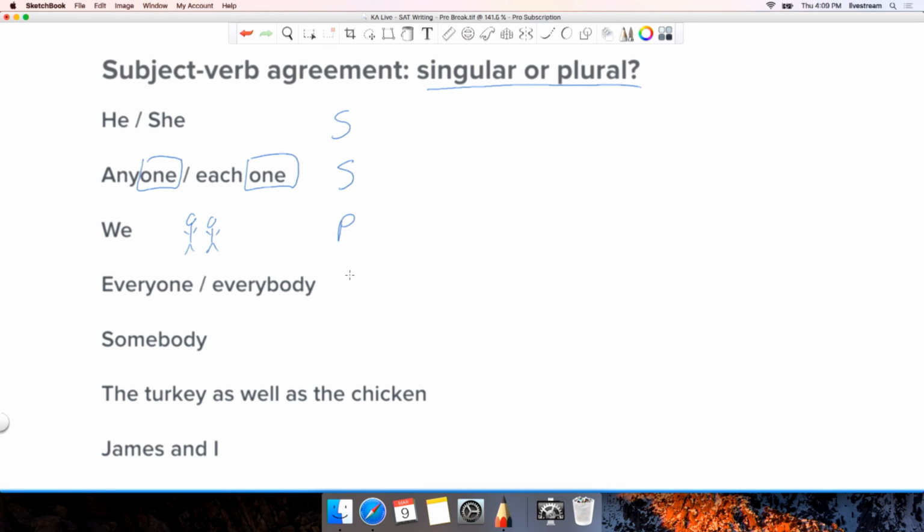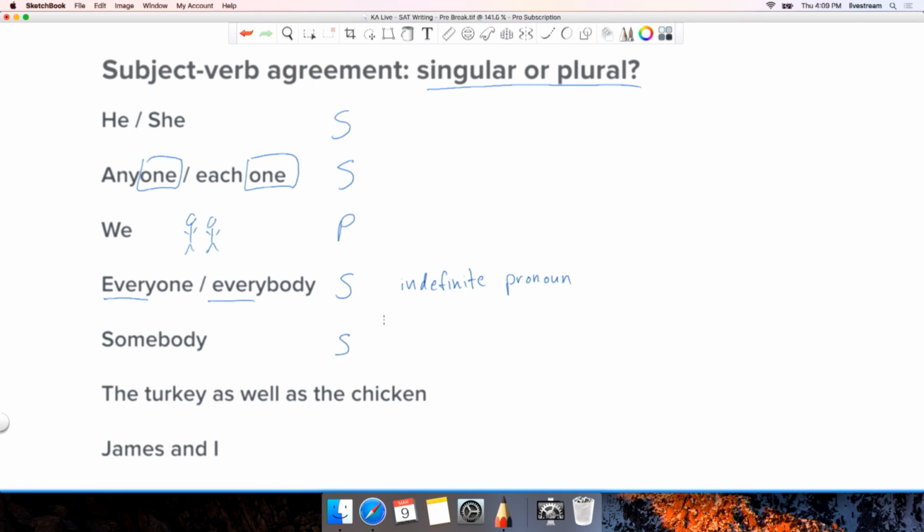So this one is actually singular, and I wanted to include this one because it can seem like it's plural. It seems like I've got a lot of people, with everyone and everybody, but this is what's called an indefinite pronoun. You don't necessarily need to remember that term, but you do need to remember that everyone and everybody are singular. Now, moving on, what about somebody?